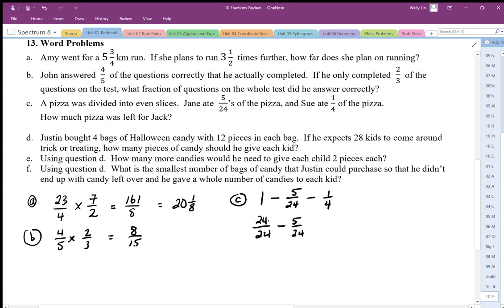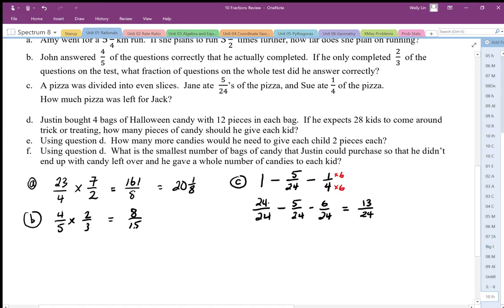And then we're going to take away 1/4, which is going to be 6 slices out of 24 if we get the common denominator here. So Sue's going to eat 6 slices out of this pizza. Okay, so there's going to be 13 slices left over for Jack. So it's 13 over 24 slices left.